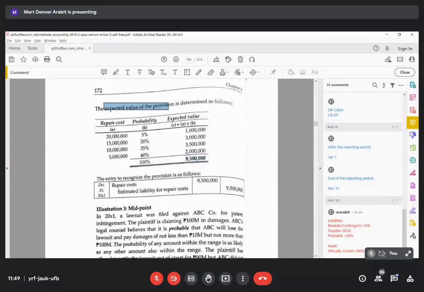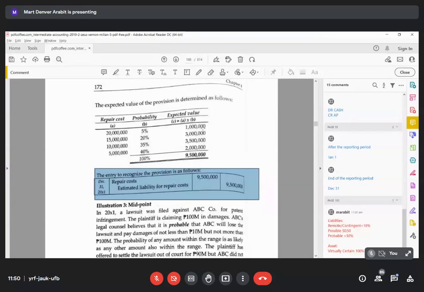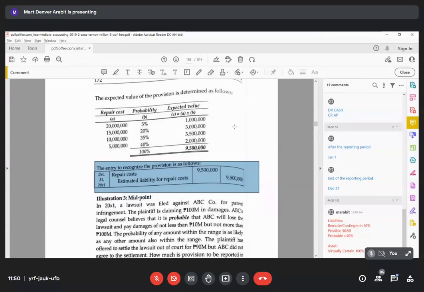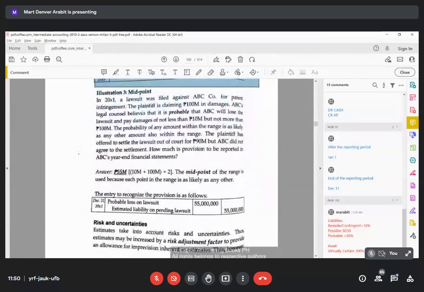Okay. So, to record the entry, here it is: repair costs and estimated liability for repair costs. Okay, any question regarding the expected value method? Anyone? None? Okay, then let us continue. Illustration number 3, midpoint. Very straightforward again. You just average it. But we will still read it.